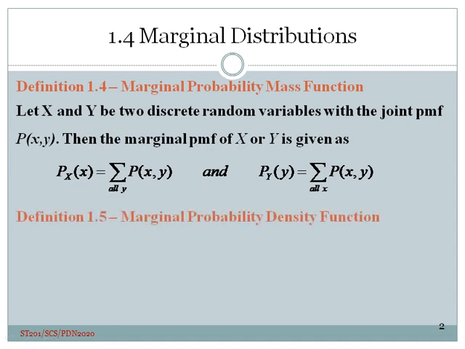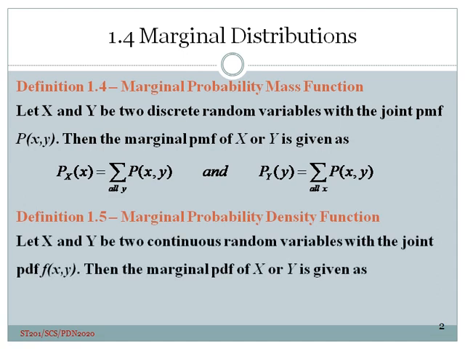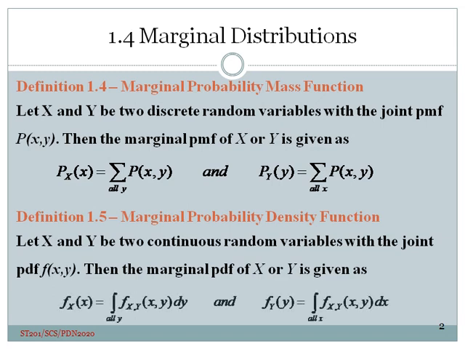We can define the marginal densities for the continuous case as follows. In the continuous case, the marginal distribution of x, that is fx, can be obtained by integrating the joint PDF over y, while the marginal density of y, which is fy, can be obtained by integrating the joint PDF over all x.